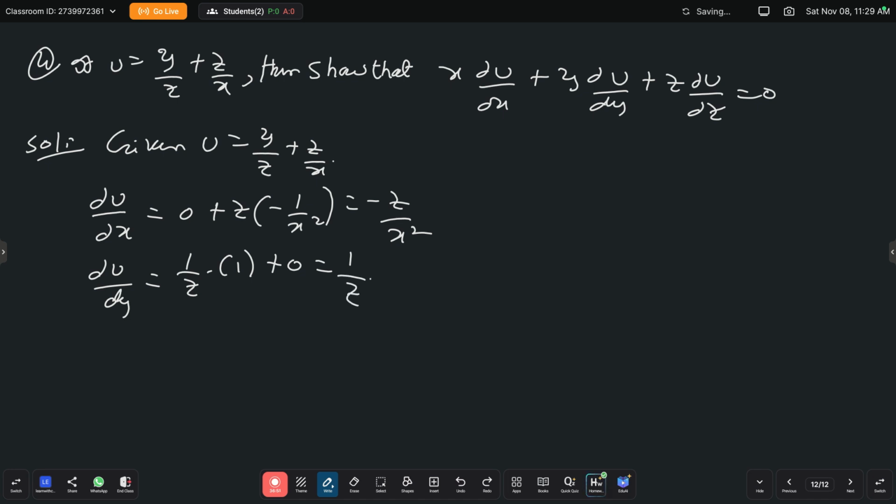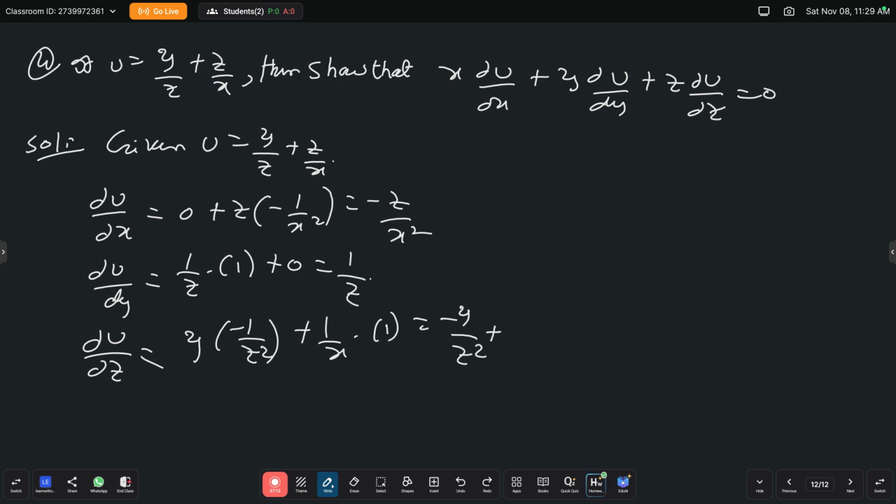Now similarly, ∂u/∂z equals, with respect to z, x/y is a constant, so y into the derivative of 1/z, which is -1/z², plus 1/x into 1. So now the value is -y/z² + 1/x.